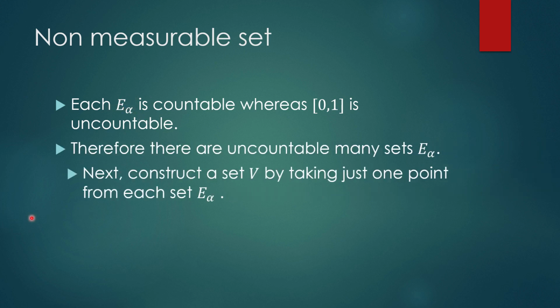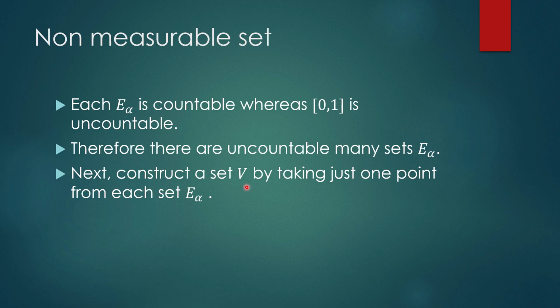Next, we construct a set V by taking just one point from each set E alpha. There are uncountably many sets E alpha, and from each set you take one point and form the set V. Then the points in V are different because E alpha is different from E beta: from E alpha you take one point x alpha, and from E beta you take one point x beta, so they are different points in V. So V is uncountable because there are uncountably many E alpha.